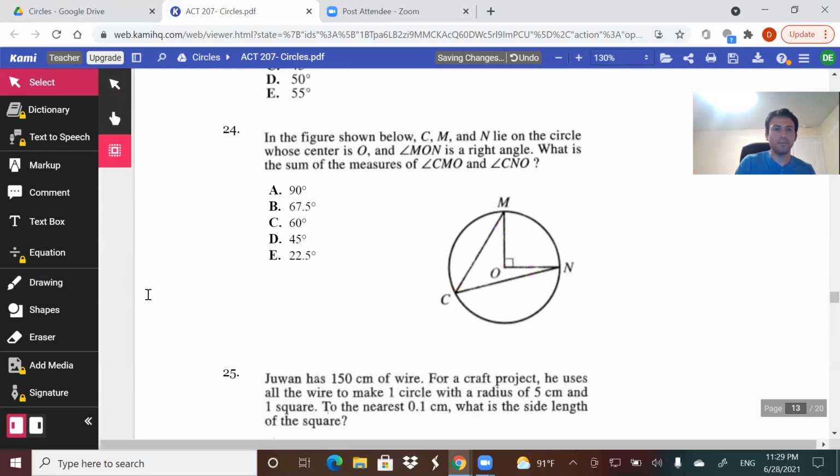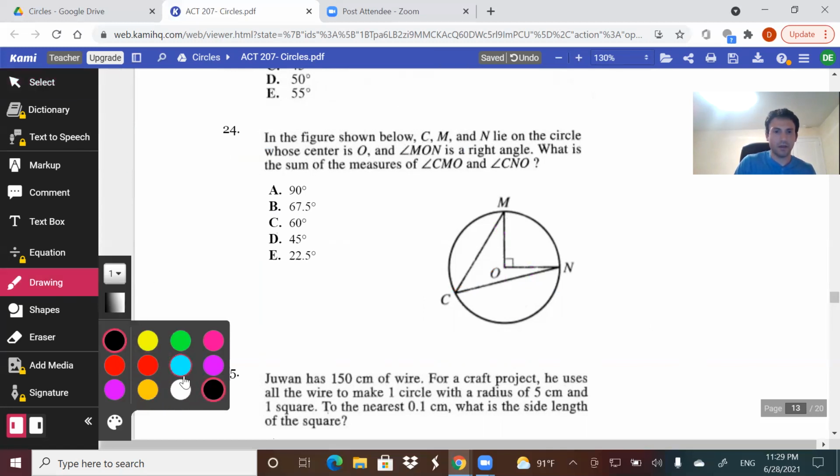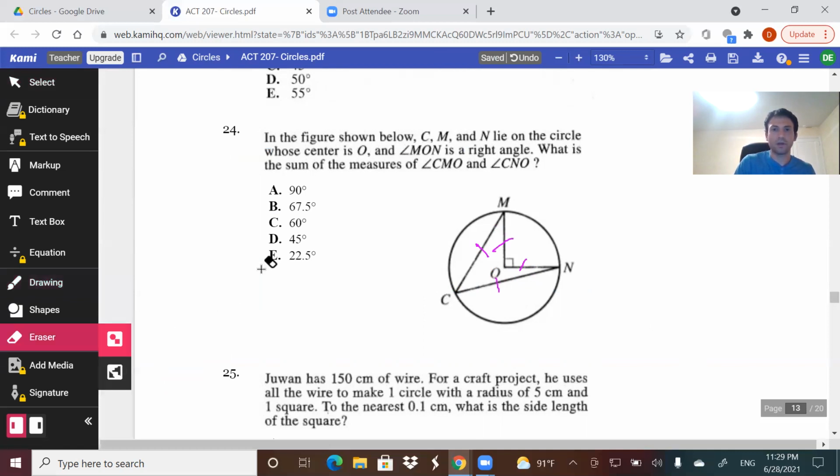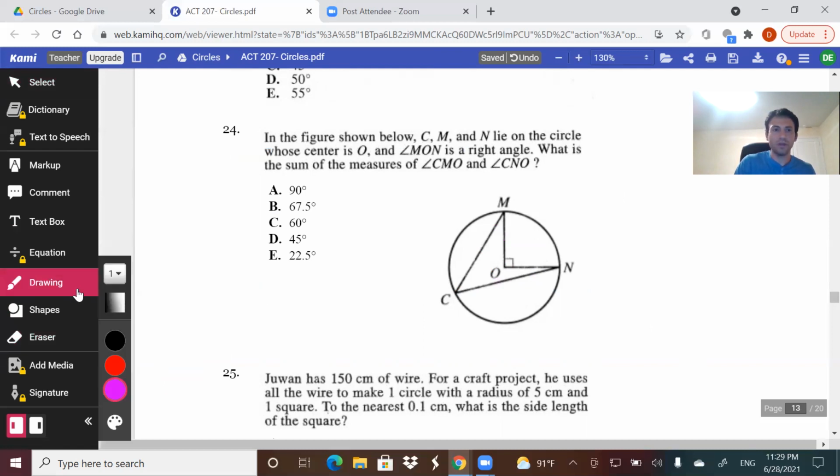Another way to do this problem is, if you know that this is a quadrilateral, I know the CMON is a weird looking thing, but it only has 1, 2, 3, 4 sides there. So because it only has 4 sides, we know that it has to add up to 360 degrees. And we know that this is 90 degrees, so angle C is going to be 45 degrees. Remember that rule we went over earlier: if you draw to the center, it creates an angle. If you draw beyond the center to any point on the circle, it creates half that angle.